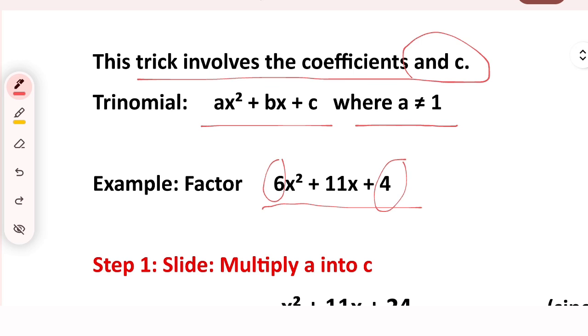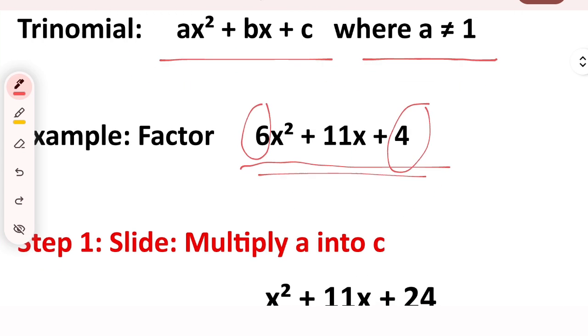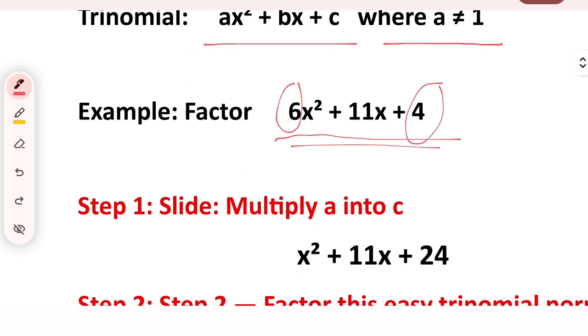How would you factor this if you are given a trinomial like this in an exam? How would you approach and solve for the factors of 6x squared plus 11x plus 4? As I've said, it's quite difficult if the coefficient of x squared is not 1, or rather, if it has a value there instead of just 1.